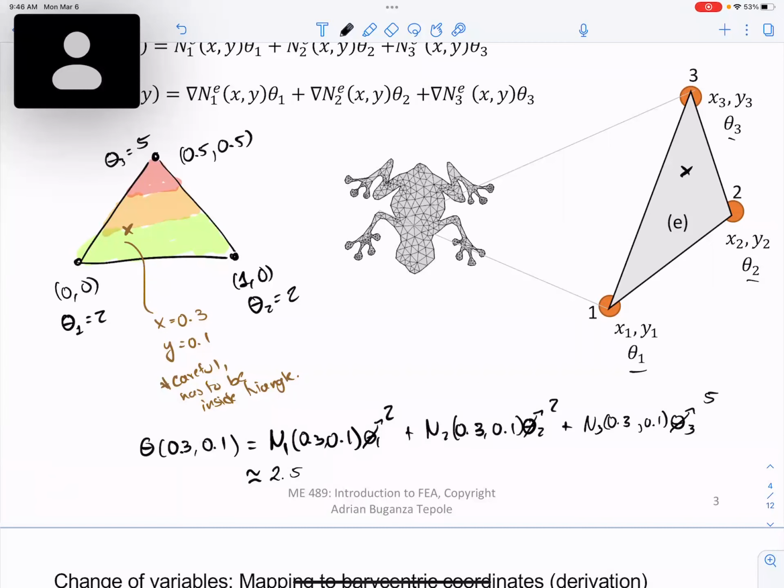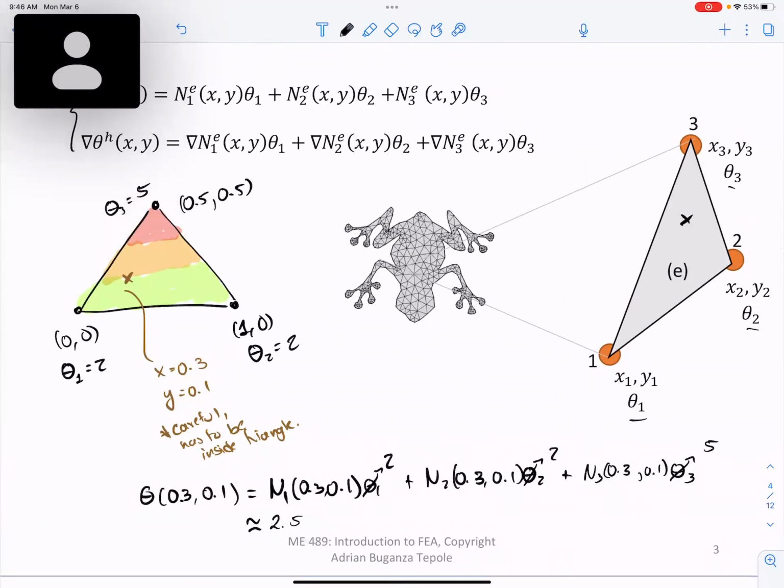For the gradient, the idea is the same as in 1D. So if you have the thetas and you want the gradient, all you need is the gradient of the shape functions times the nodal values. In this case, what would the gradient look like? Well, it will likely be something pointing up. This is likely the gradient of theta evaluated at 0.3, 0.1. It is going to point in the direction of the steepest ascent. So in this case, I would expect it to point basically up.